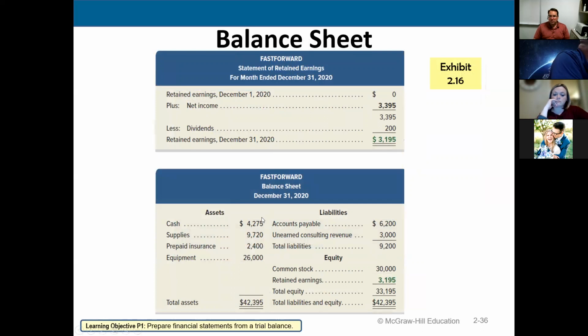Finally, we have the balance sheet, which summarizes the assets, the liabilities, and the equity. So we have the balances of all of our assets: cash, supplies, prepaid insurance, and equipment, the balance of our liability accounts, and then the balance of our equity accounts. And this number for retained earnings is the same number we calculated up here on the statement of retained earnings. You'll notice that total assets always have to equal the total of the liabilities and the stockholders' equity. That's because that fundamental accounting equation, assets equal liabilities plus equity, is always in play.